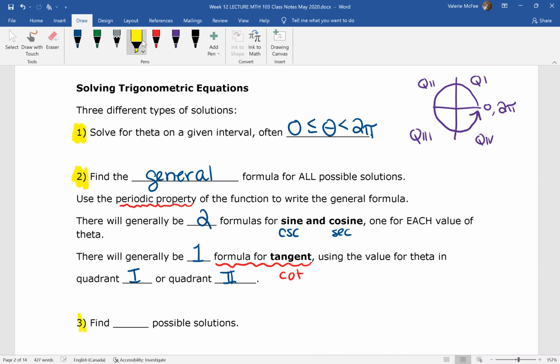The third possibility will be to find n possible solutions, where n equals any integer. I might ask you for 2 solutions, or 4 solutions, or 5 solutions. You need to read carefully and decide what is being asked for. In the next lecture, we're going to look at solving equations using either 1, 2, or 3.